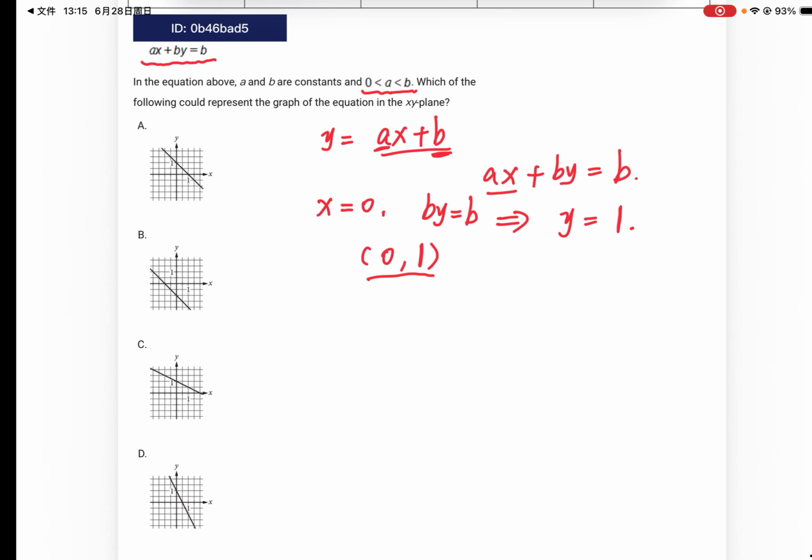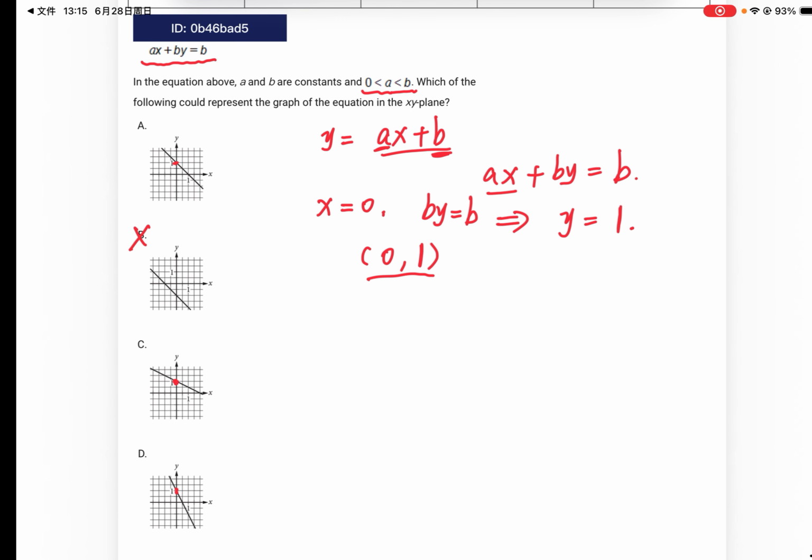Then we can check for the answers here. Seems like A passes through 0, 1, but B does not, so B is wrong. C passes through 0, 1, so that's okay. And D is also okay, okay? So we are left with 3 choices. Then we can keep going.